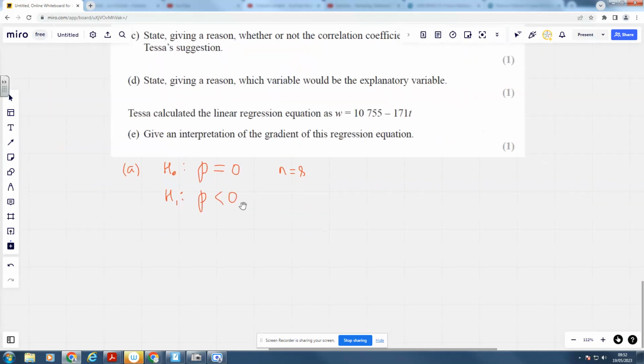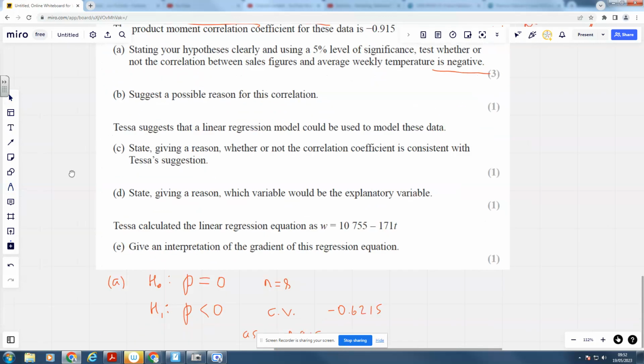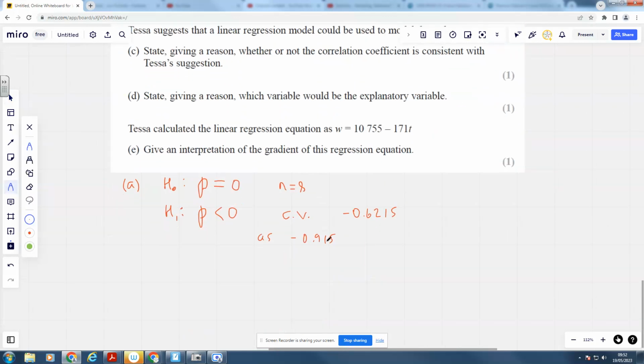So I prefer to straight away say, well, the critical value, let's call it a CV, is minus 0.6215, and our value is minus 0.915, I think it was. Let's just check that. Yeah, minus 0.915. That is more extreme, closer to minus 1 than minus 0.6215. That shows that there's correlation, doesn't it? It's such a strong value.